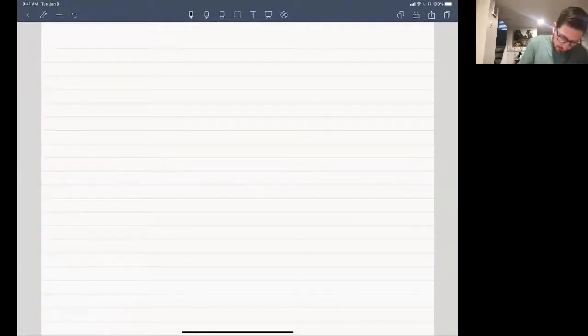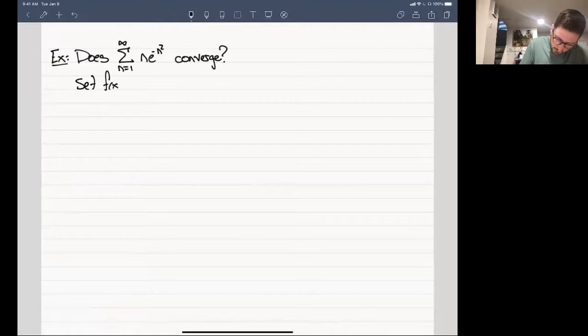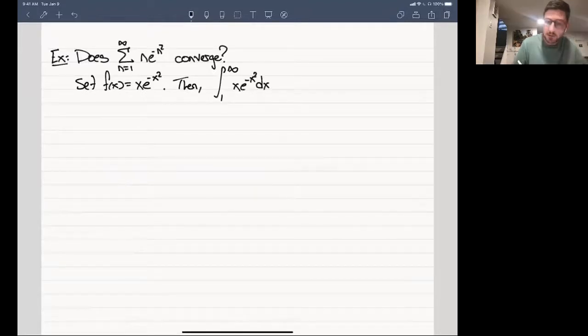Okay, let's keep going. Let's look at another example. Again, same problem. Does this series, the sum of n e to the minus n squared, converge? Again, we can use the integral test. Let's set f of x equal to x e to the minus x squared. And then we're left with the integral from 1 to infinity of x e to the minus x squared dx. We would like to know if this thing is finite or not.